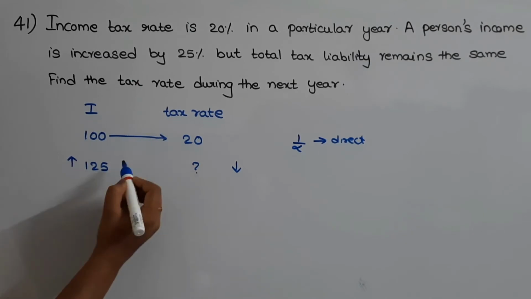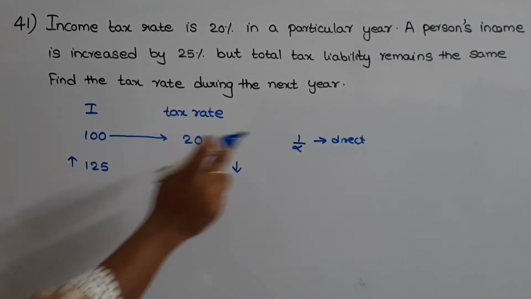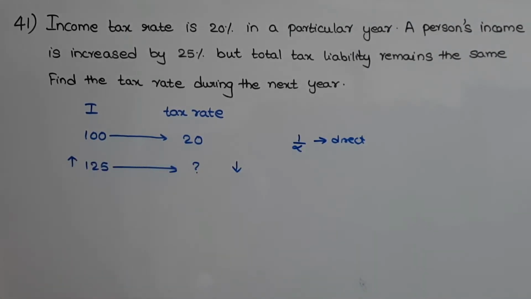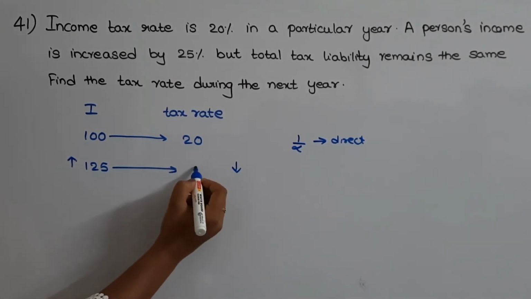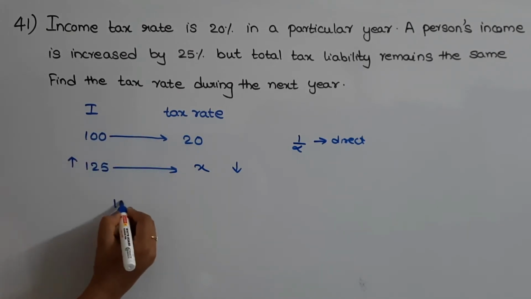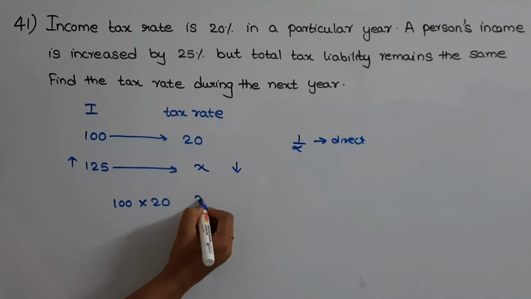Whenever direct proportionality comes, we need to do cross multiplication. Whenever inverse proportionality comes, we need to do direct multiplication to get this answer. So let us consider this as an x. So multiply this 100 by this 20 and this 125 by this x.